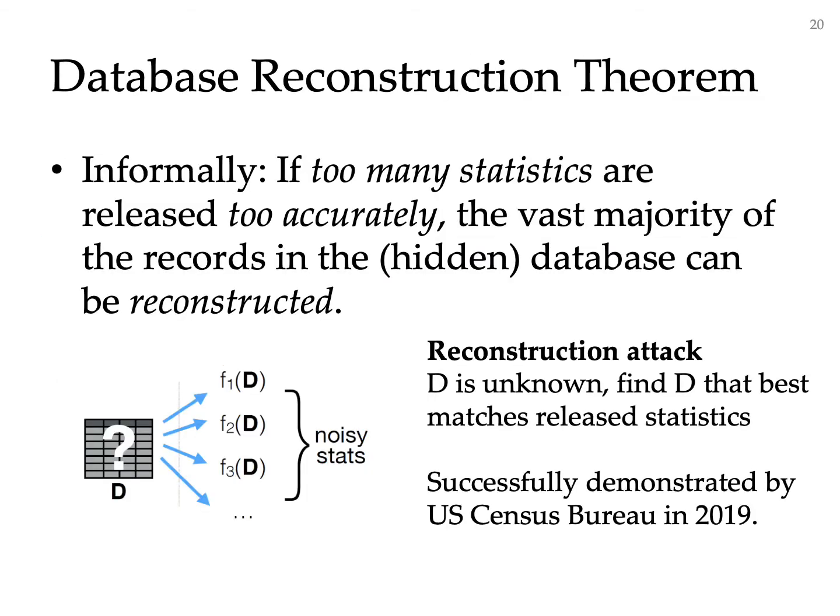And here we need to introduce an important theorem, which is the database reconstruction theorem, where informally, if too many statistics are released too accurately, the vast majority of the records in the hidden database can be reconstructed. The attack that finds the database D that best matches the released statistics over a hidden database is called the reconstruction attack, which was successfully demonstrated by the US Census in 2019.